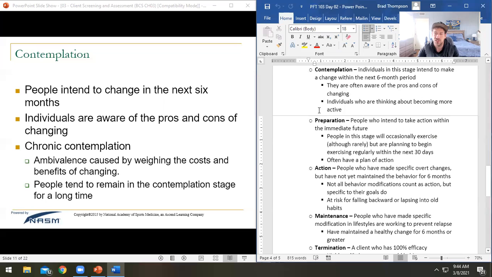So chronic contemplation is where people tend to have a little bit of ambivalence towards weighing the costs versus the benefits. They're like, you know, the costs are too high, I'm just not ready right now to do this. I was in chronic contemplation about getting my credit in line, because I was just like, it's too much work.